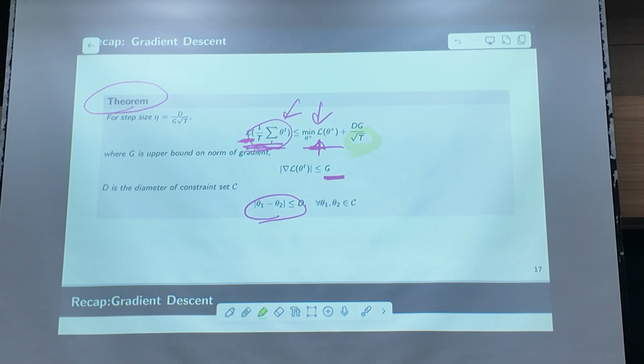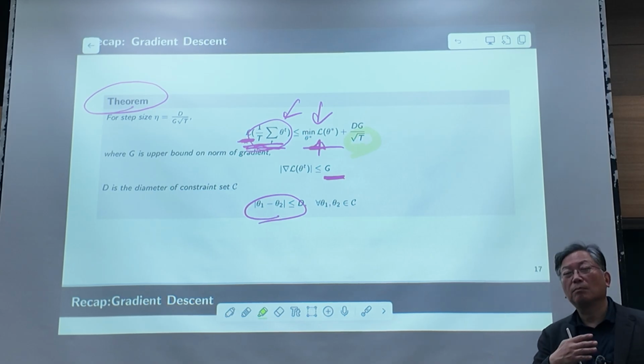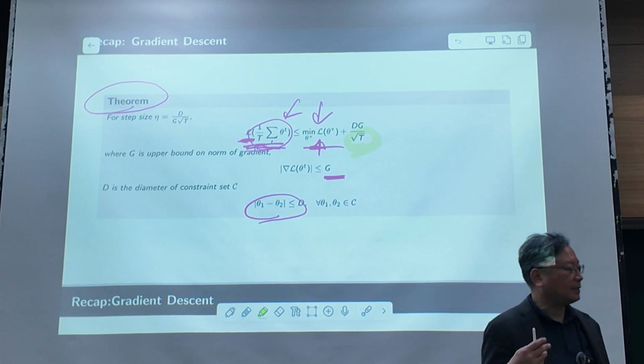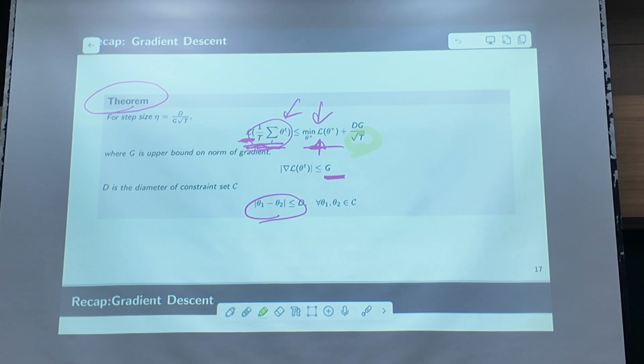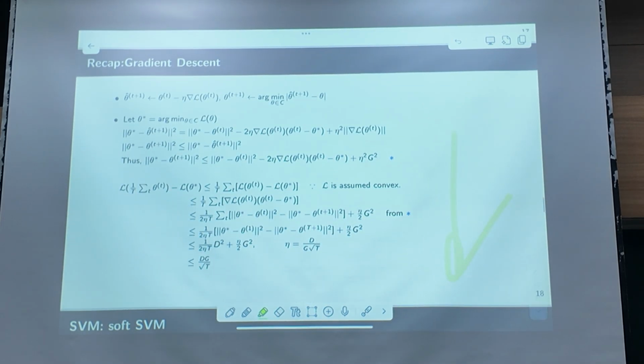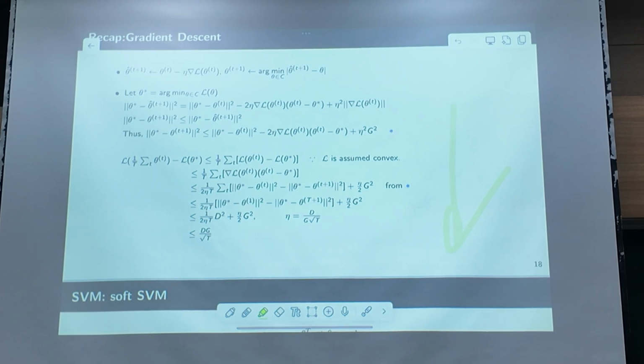It works for all constraint optimization problems, but I said that it is slow. It converges to the solution at a rate of 1 over root t. T is the iteration, okay? And there are various algorithms that converge faster. Okay, here is the derivation, and I'm not going to go through it.